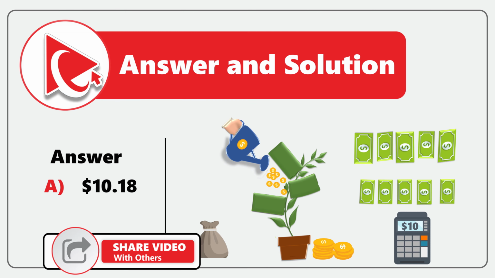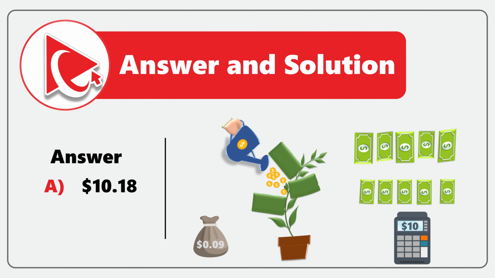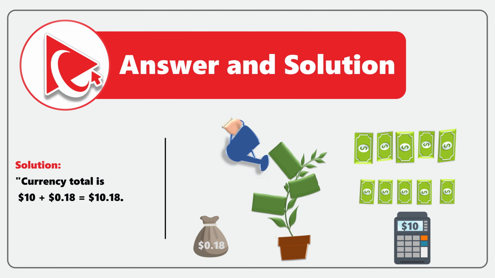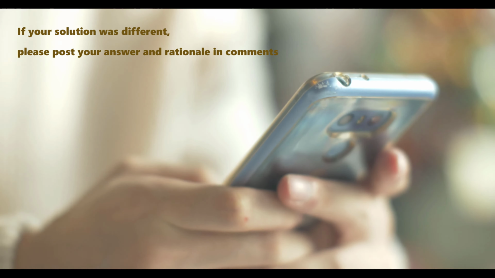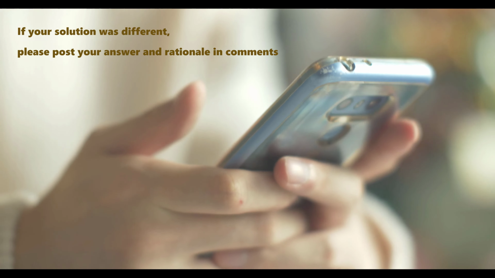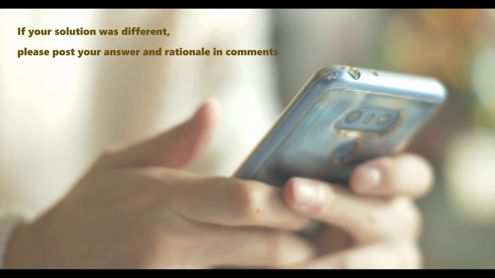Now let's count the coins. We see 9 coins to the right of the flower pot. Then we see 8 coins coming out of the watering can. And then there is 1 coin on top of the watering can, which is easy to miss. Did you get to the same answer? Choice A, $10.18? If you didn't, please make sure to post your answer and whatever other coins or dollar bills I missed in comments.